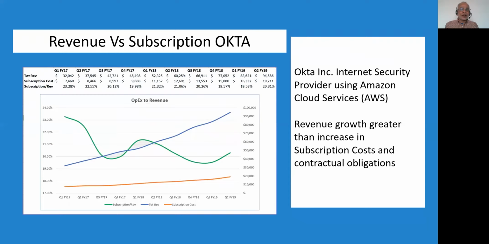We looked at Okta, which is an internet security provider using the Amazon Web Services. They use subscription costs, which is almost 20% of the total revenue. Subscription cost increases at a lower rate compared to the total revenue that is generated.